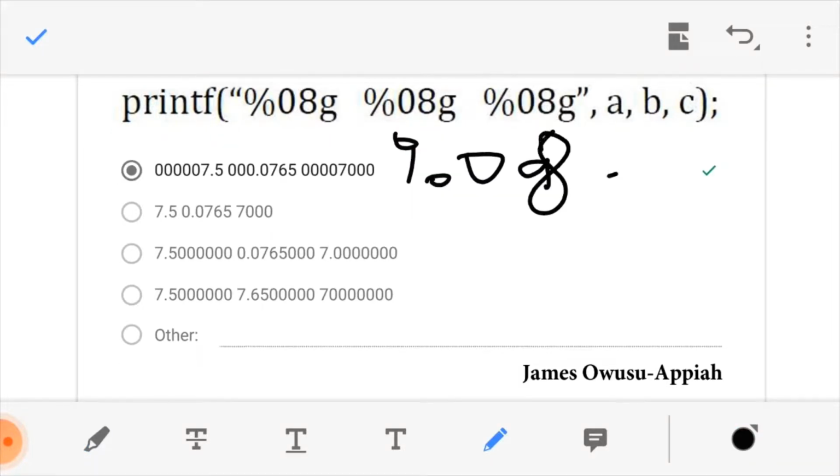8 and the G. So we already know that this 8 stands for our percentage G. 8.